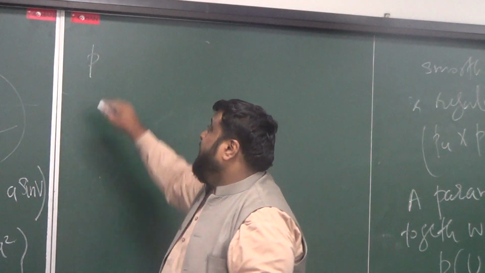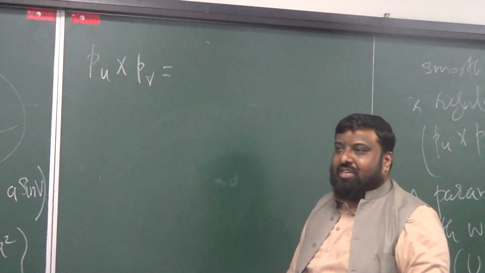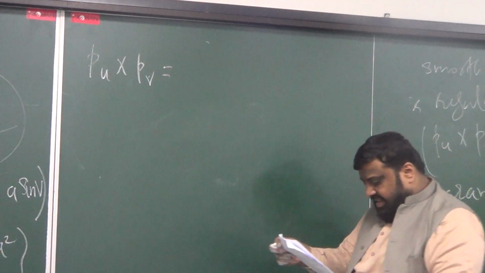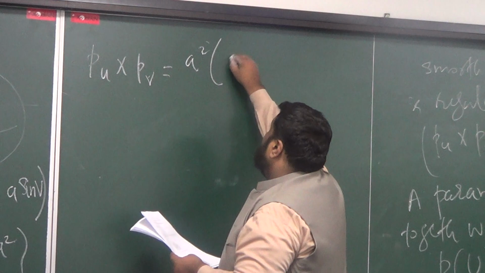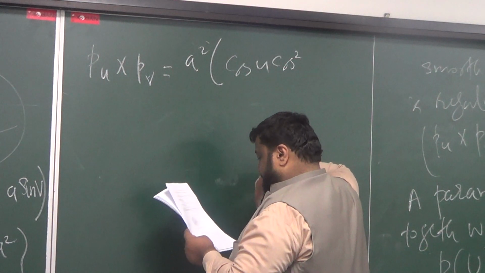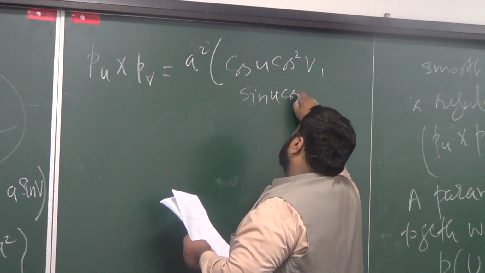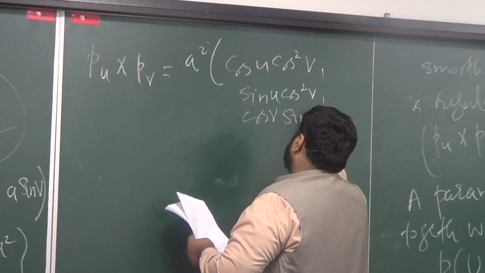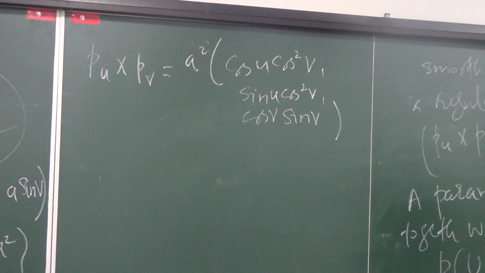PU cross PV. So I'm directly writing PU cross PV. I assume that you know how to compute the partial derivatives of the patches and how to compute the cross product of it. So I'm writing the cross product directly. The cross product of this is going to look like a square, cos u cos square v, and sin u cos square v, and cos v sin v. Okay, that's how it's going to look. So you're going to compute it.